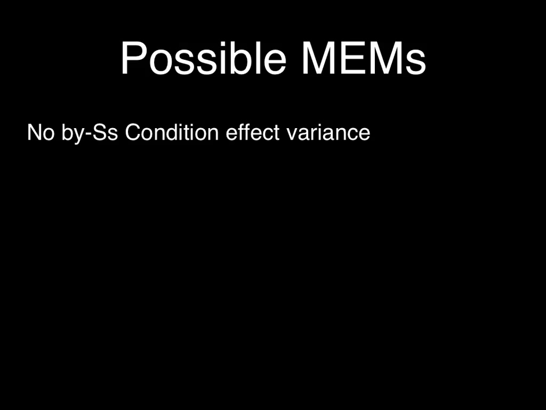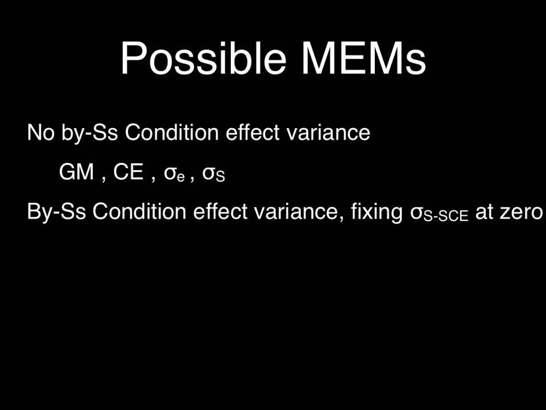So, to reiterate the possible mixed effects models in this scenario, we had the simple no by-subjects condition effect variance. So you assume that all subjects manifest the same condition effect with no error, with no variability amongst them. And that has 4 parameters, 2 constants and 2 variances. You have the second mixed effects model where you have by-subject varying condition effect.